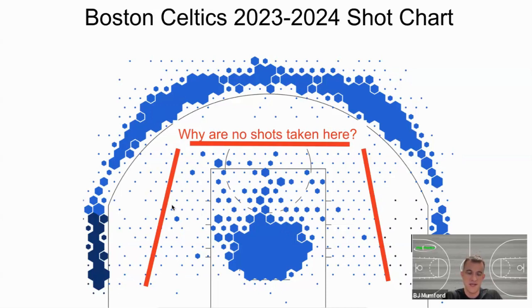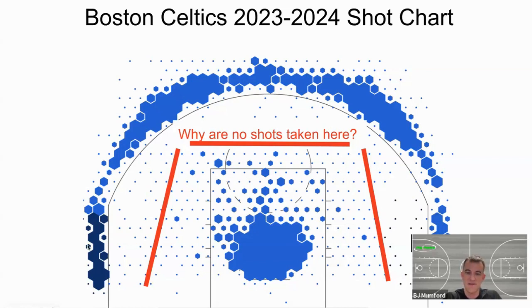So their actual hottest spot is in this corner. For whatever reason, this side and not so much this side. They're pretty good all the way around the 3-point arc, but for whatever reason, this corner is a particular hot spot for this season's Celtics team, 44%, which I'll break down the math of in a second.